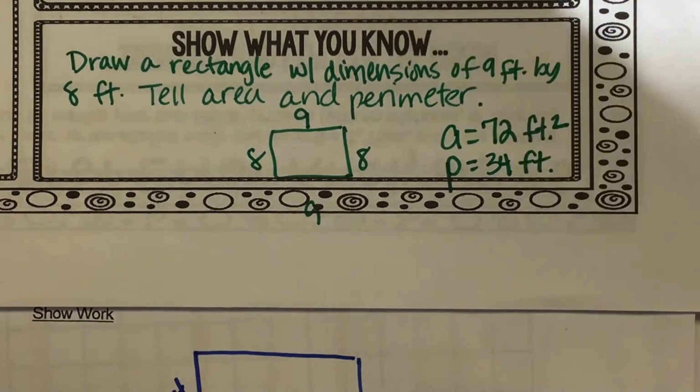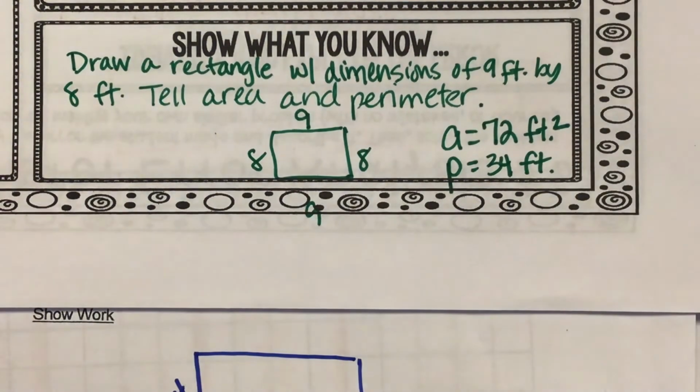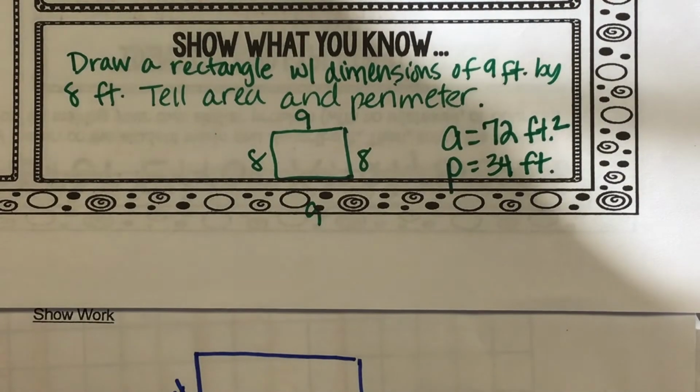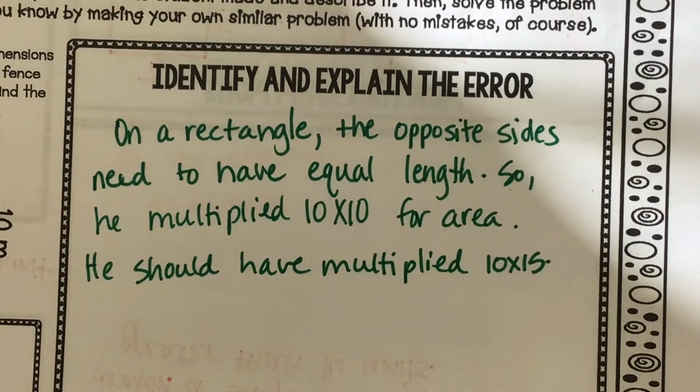Yes, ma'am. This is what I did. I put a rectangle 4 on top and 2 on the side, and my perimeter was 12 and my area was 8. Okay, that works.